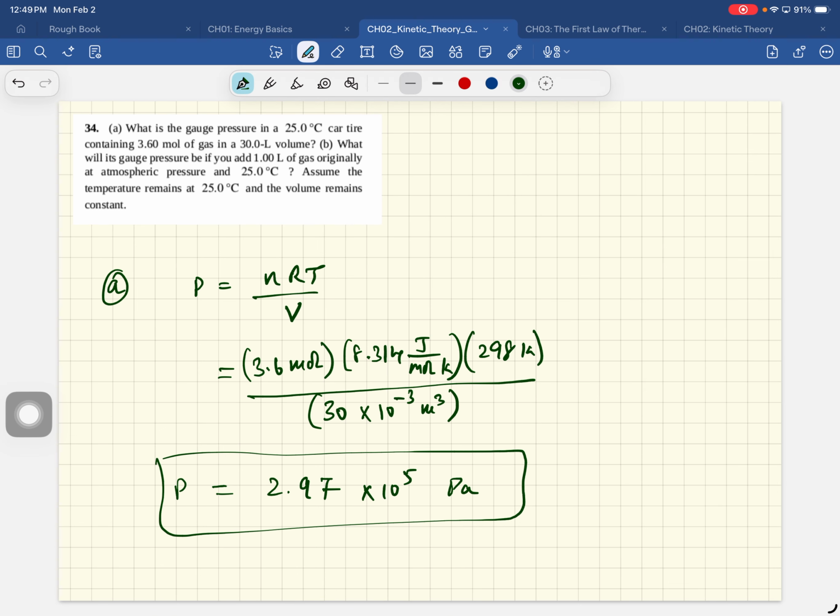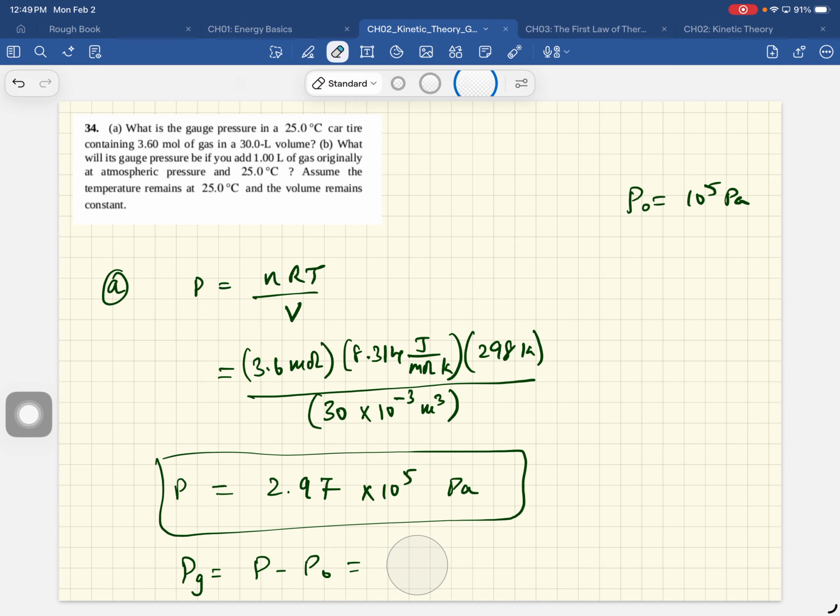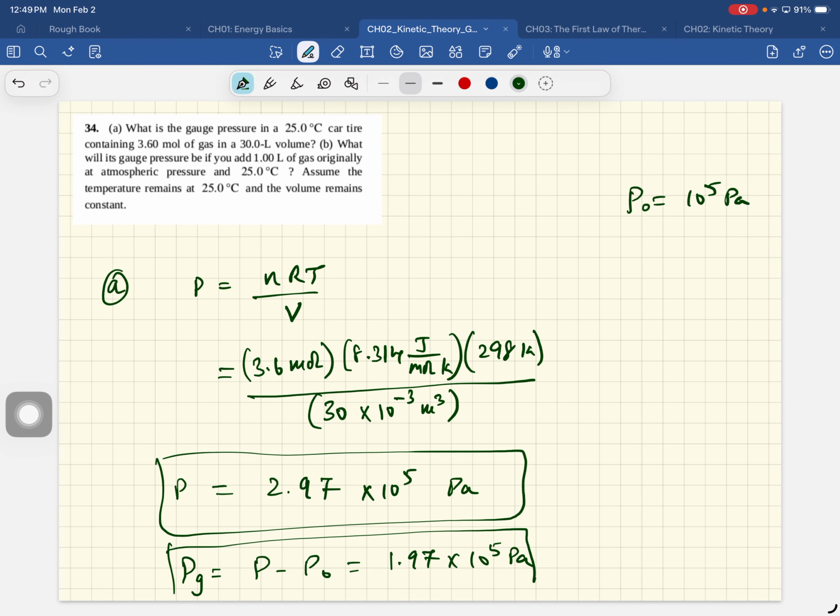What will its gauge pressure be if you add 1 liter of gas originally at atmospheric pressure and 25 degrees Celsius? So when you go fill up your tires, you're adding gas and you're increasing the pressure. So let's say you add 1 liter of gas at atmospheric pressure and 25 degrees Celsius. So what we'll do is find the number of moles of gas you've added. When the amount of gas increases, everything else being the same, the pressure will increase.